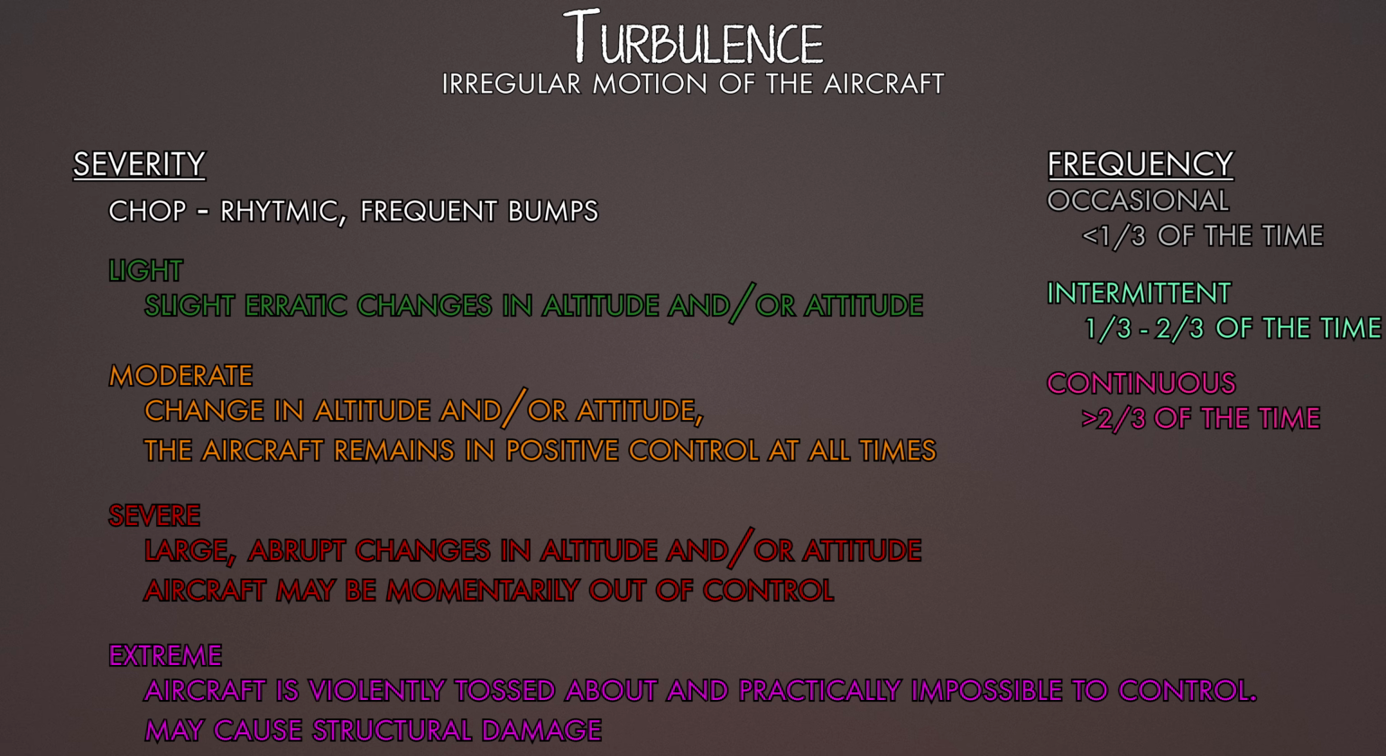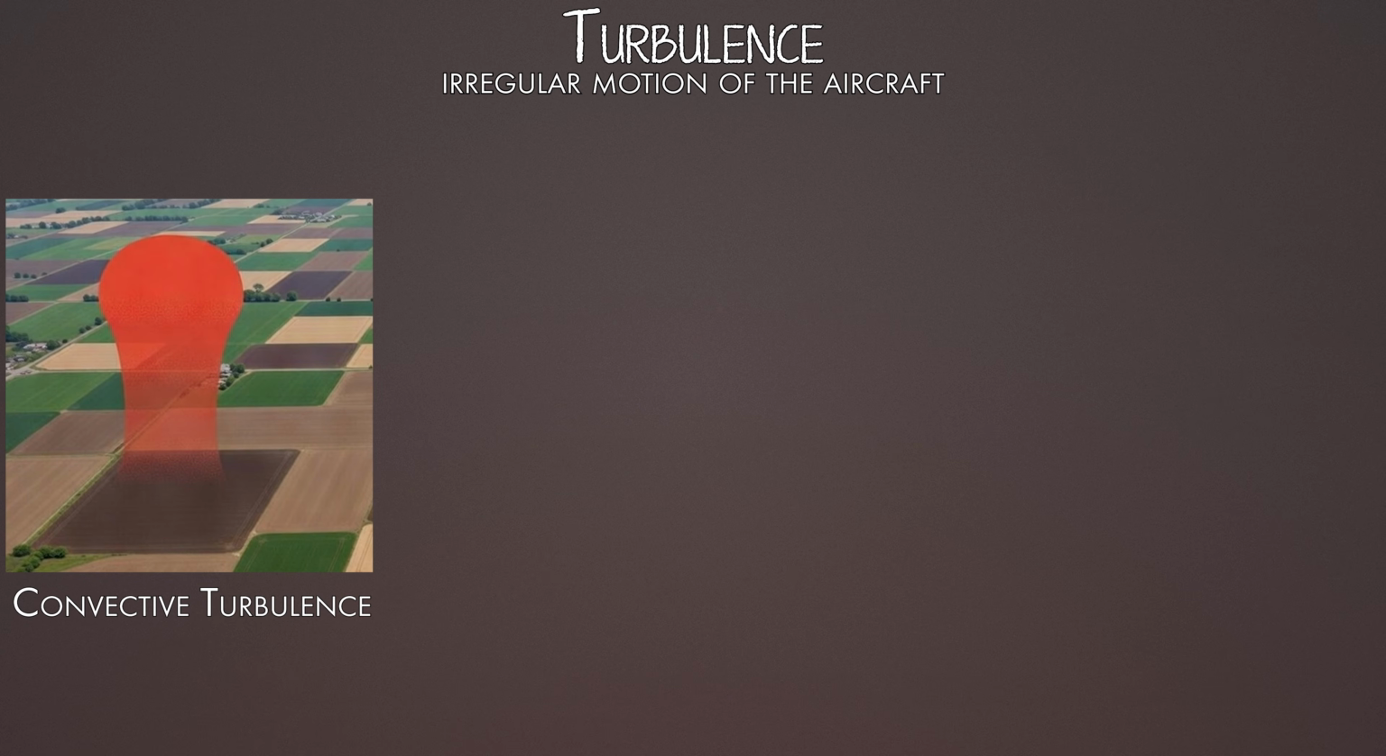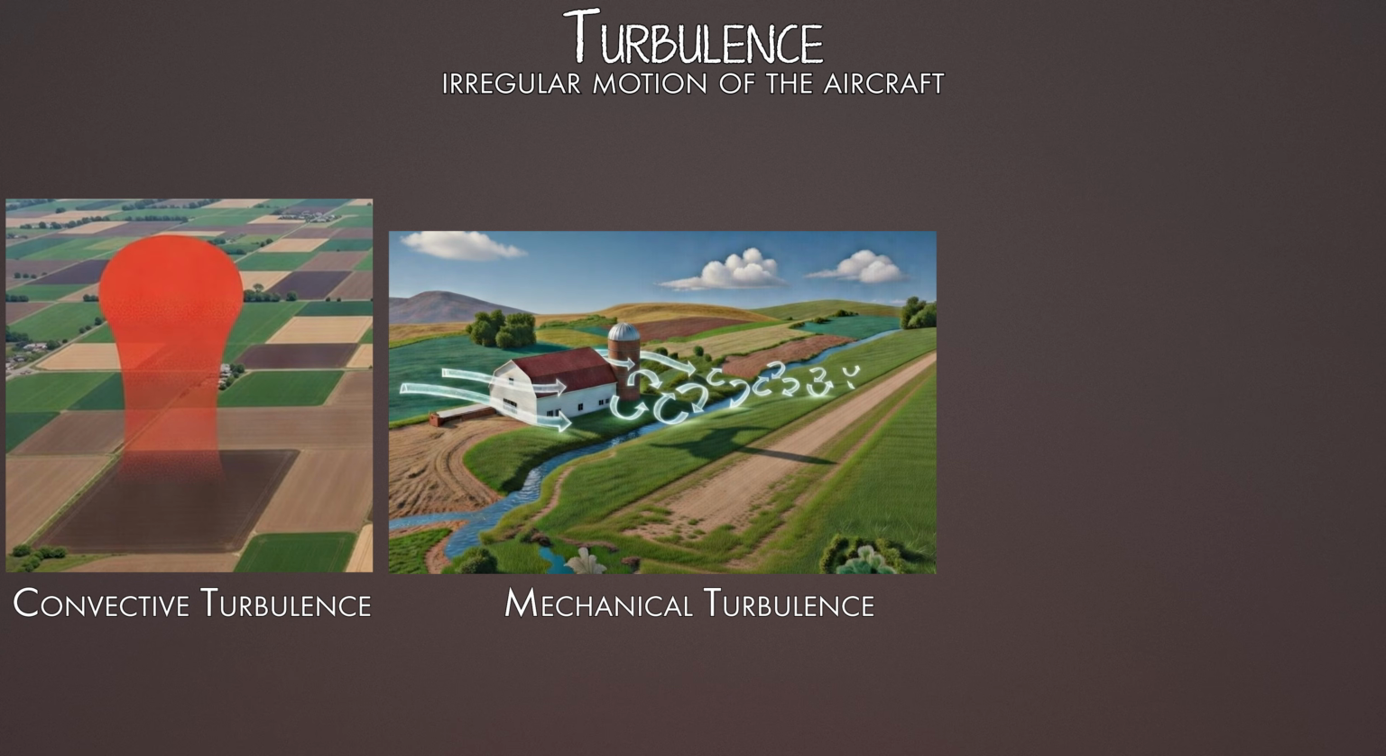And then there's also CHOP, which is rhythmic, frequent bumps, like driving down a gravel road, which is mostly just annoying. So why the turbulence? What causes it? The main culprits are convective currents, called convective turbulence, obstructions to the wind flow, called mechanical turbulence, and wind shear.